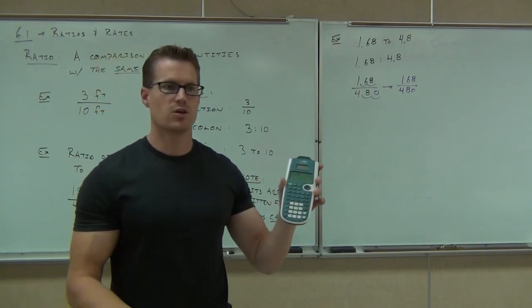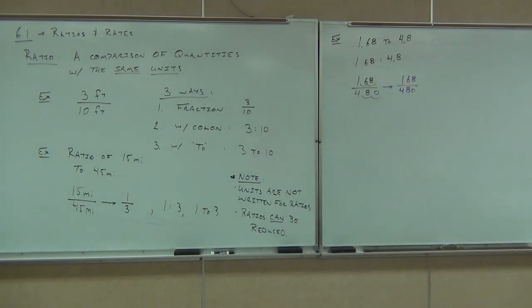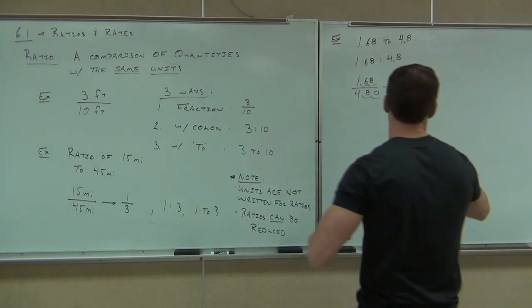If you haven't brought a calculator, you need to start bringing it. It's a requirement for this class from here on out. You start bringing it every single day. So if you reduce that, you're going to get 7 over 20.